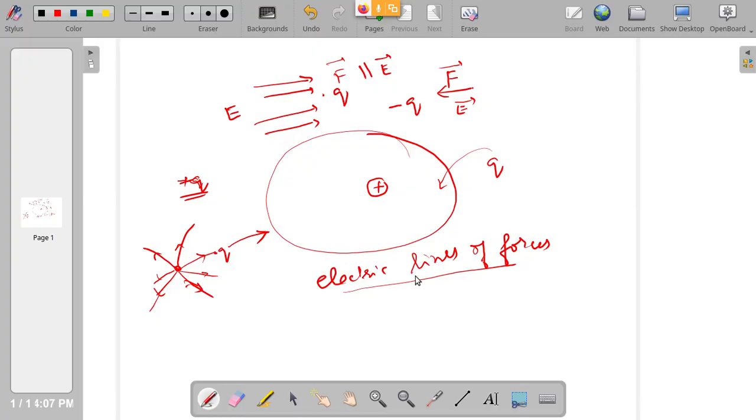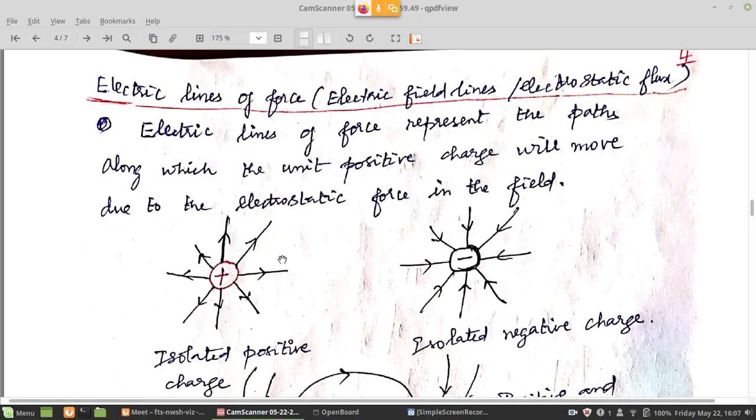So around any charge, we can imagine n number of lines. For a positive charge, these lines of force will point outside, because if you keep a test charge, the test charge will be repelled. So the line will be pointing out, because the test charge is always positive. For a negative charge, if you keep a positive test charge, it will attract. So the lines of force will be pointing inwards. So lines of force will be either pointing outwards or inwards, depending on the test charge we are keeping there.